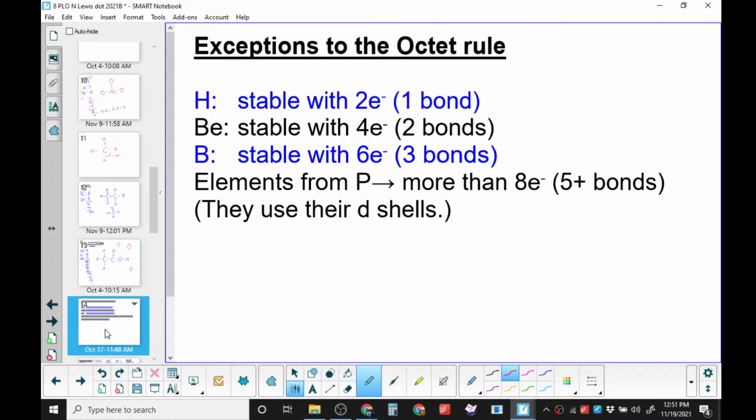So hydrogen 1 bond, beryllium 2, and boron 3. And you may be thinking, but Mr. Neufeld, beryllium's a metal. Why would it engage in covalent bonding? And I would just encourage you not to think about that. Because it just does.